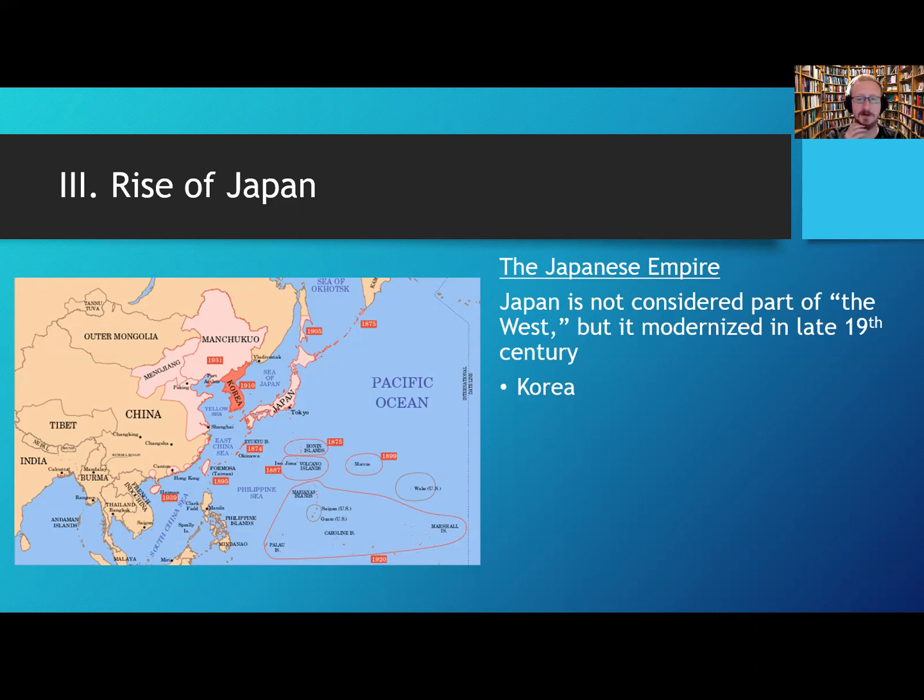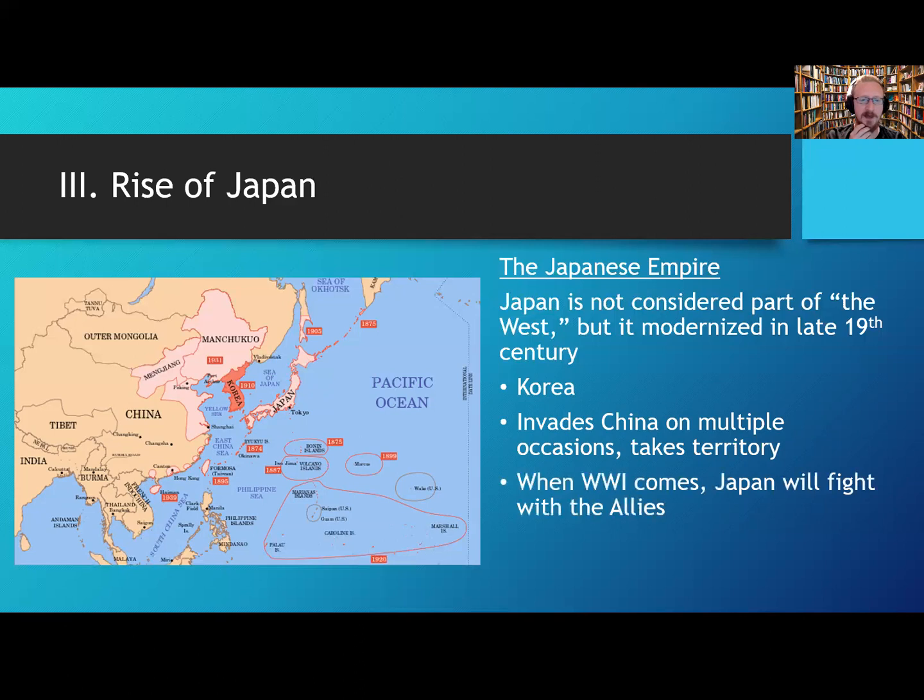And they conquer Korea. They invade parts of China, which is even further behind than Japan was at the time in terms of being able to defend itself from foreign threats. There's multiple invasions of China, especially in the region of Manchuria, which is north of Korea. And when World War I comes, Japan has assembled this pretty impressive military and a pretty impressive empire in East Asia and in the South Pacific.